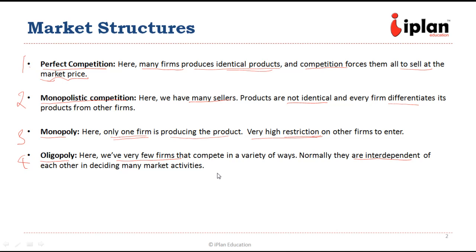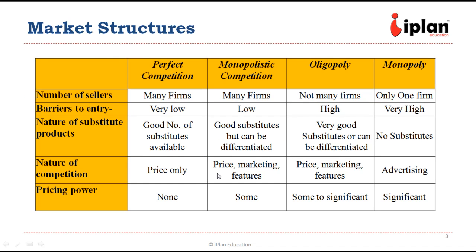Now let us look at the characteristics of various market structures. Let us start with the number of sellers. They are very high in perfect competition; many firms are selling. Similarly, in monopolistic competition, the number of sellers is high. In oligopoly, there are only a few, three or four sellers, while in monopoly there is only one firm selling the product.